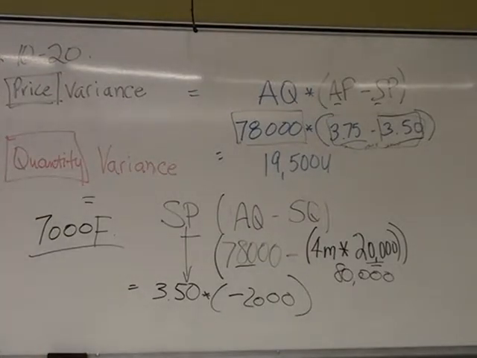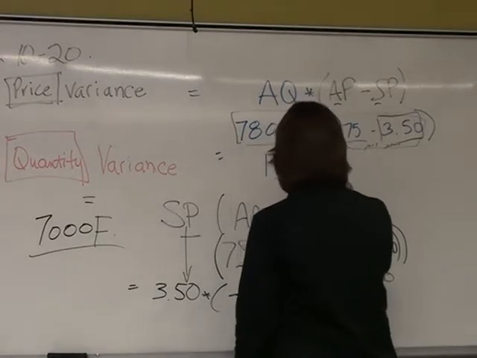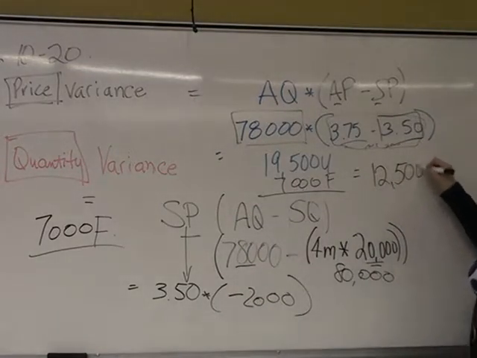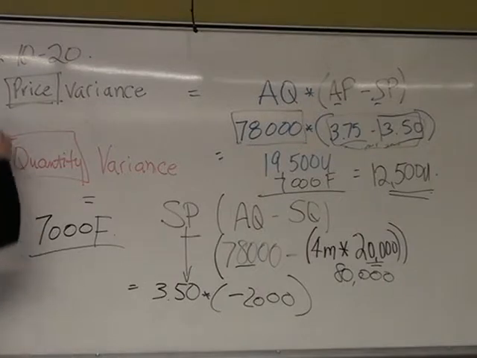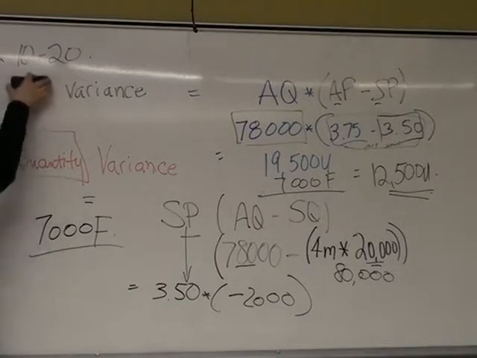So what is the total direct material variance? 12.5, unfavorable, correct. Okay? So now let's do this for labor. So this will now be direct labor. That's not called the price variance anymore. What is it called when we're talking about labor?